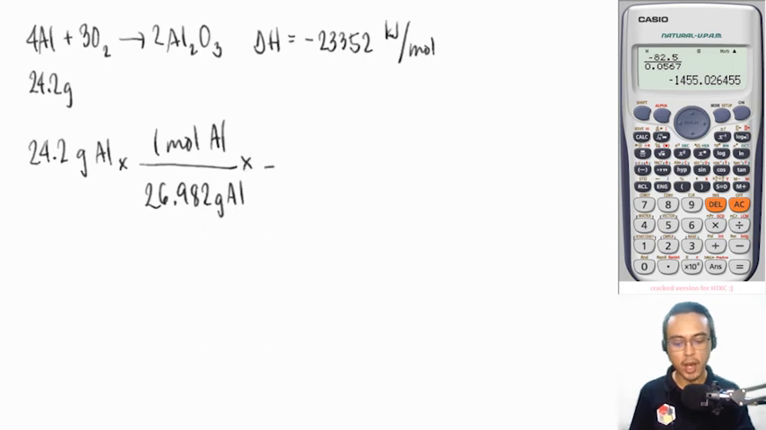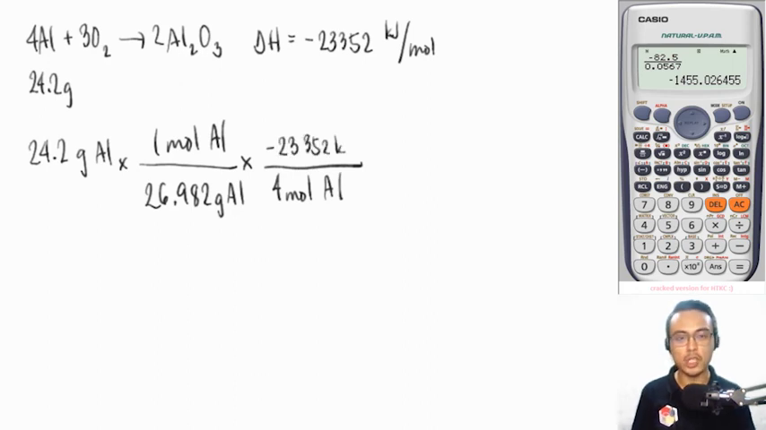And then based on the balanced equation, for every 4 moles of aluminum, we have negative 23,352 kilojoules of energy that can be released. So that is the convenience that the thermochemical equation gives us. We can directly convert from the amount of moles of a substance to the amount of energy. Take a look at the cancellation of units. Grams of aluminum, moles of aluminum, you will be left with the unit of kilojoules. And that's what will give you assurance that your solution is correct.